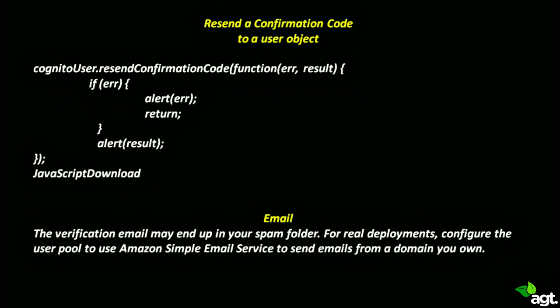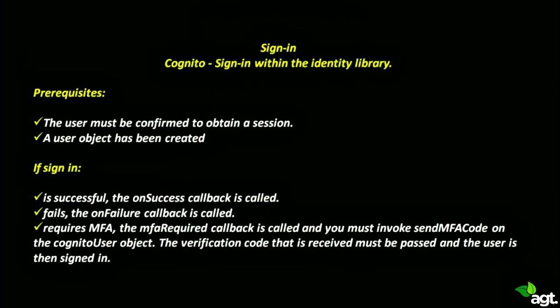And the verification email may end up in your spam folder sometimes. So for real deployments, configure the user pool to use the Amazon Simple Email Service to send emails from a domain you own. Then the sign in process and Cognito sign in within the identity library. The prerequisite means the user must be confirmed to obtain a session, and a user object has been created.